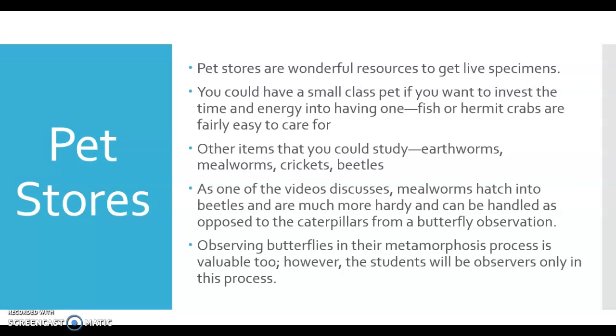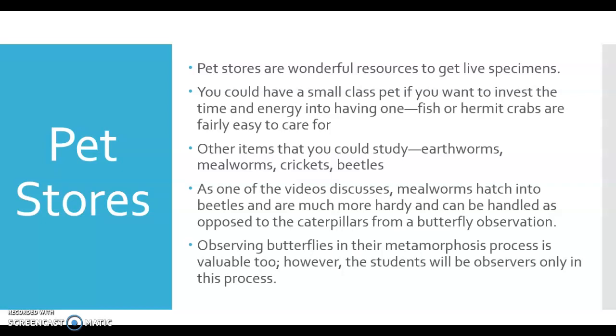Some things that you could study: earthworms, mealworms, crickets, beetles. You can get all those things in a pet store. One of the articles talks about how mealworms follow a metamorphosis process like a butterfly does, how they hatch into beetles and they form a little bit of a shell, kind of like the butterfly forms a chrysalis. But you can actually have children handle mealworms, and they're a little bit more hardy because they can be handled and they're not going to die.